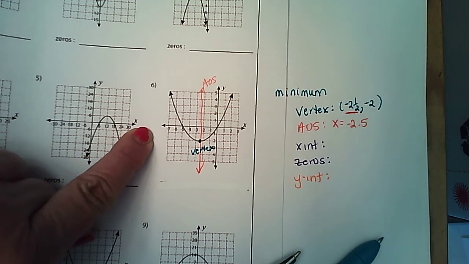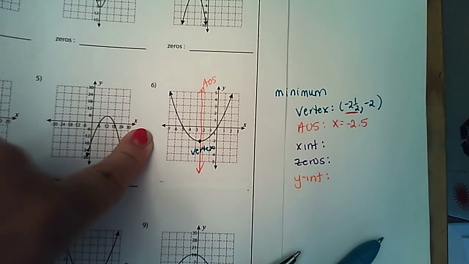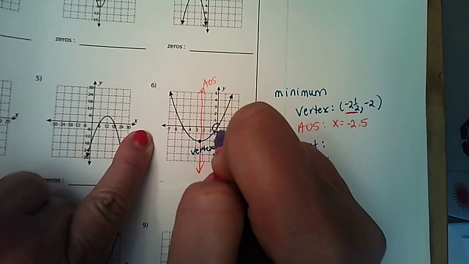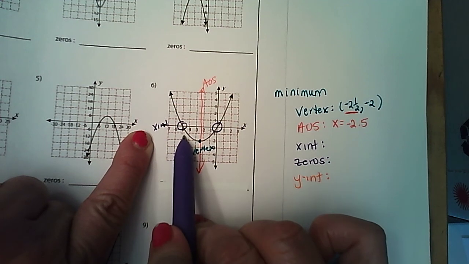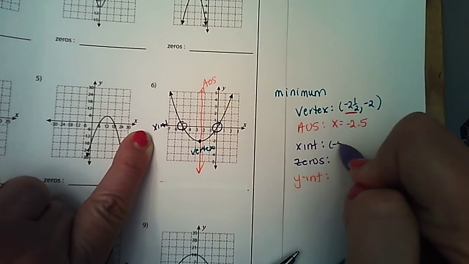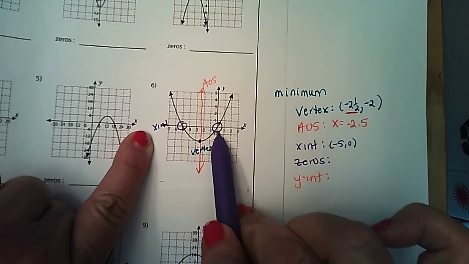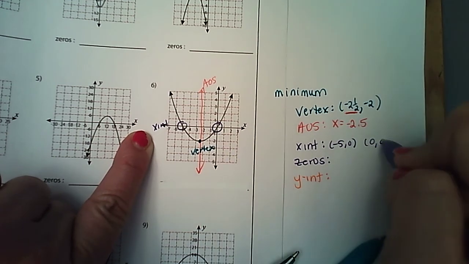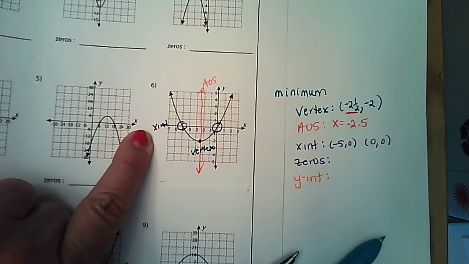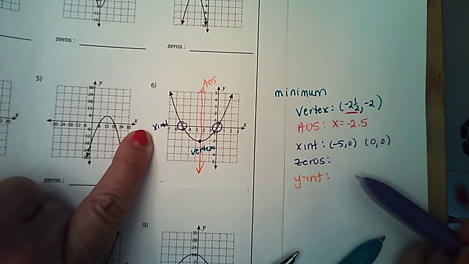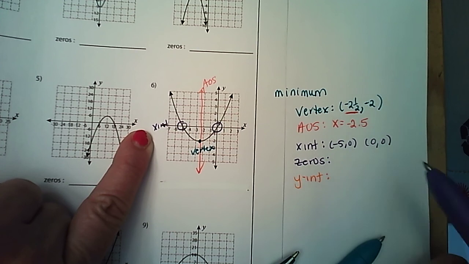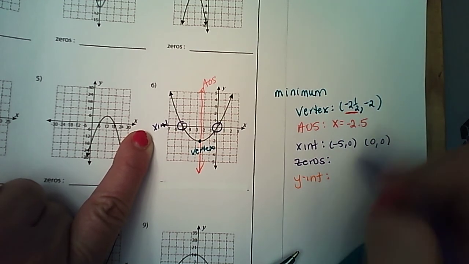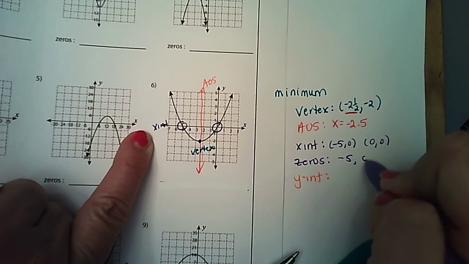Now I need to know my x-intercepts. My x-intercepts are where I cross the x-axis. So I cross the x-axis here at negative 5, 0, and I cross the x-axis here at 0, 0. That's my x-intercept. It's where I cross my x-axis. Now I want the zeros of my graph. Well, my zeros are my x-intercepts. They are the same thing. So it's just negative 5 and 0.